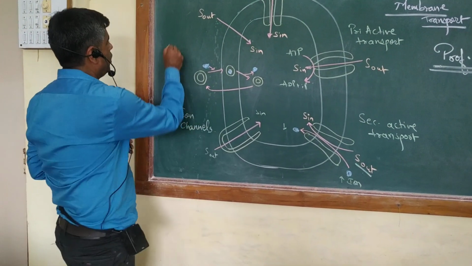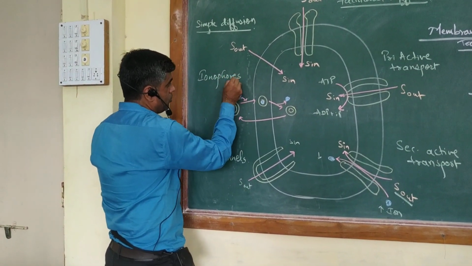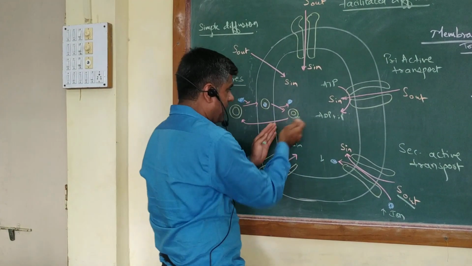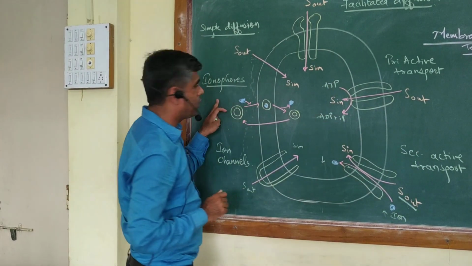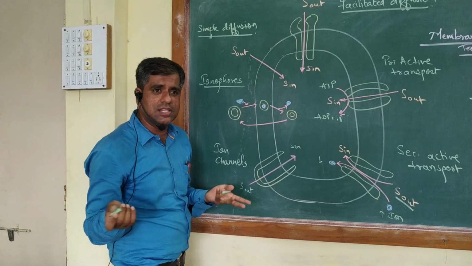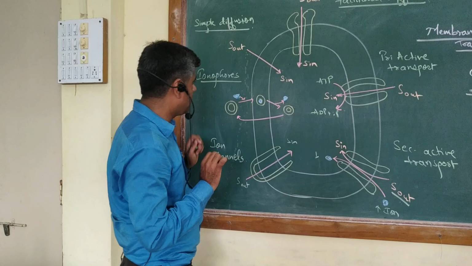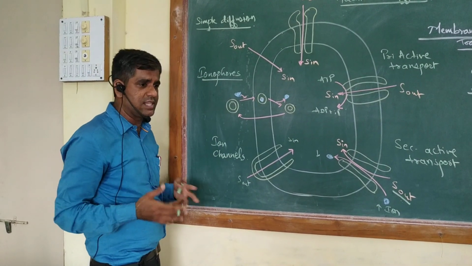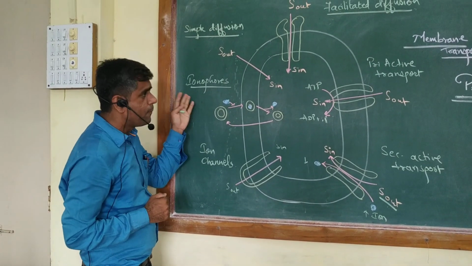Then we have some molecules which we call ionophores. These are molecules involved in the transport of small ions from their higher to lower concentration. They are referred to as ionophores. Examples are gramicidin, nigericin, valinomycin. They are specific for ions like K+, Na+, and other ions. So these particular molecules are referred to as ionophores.